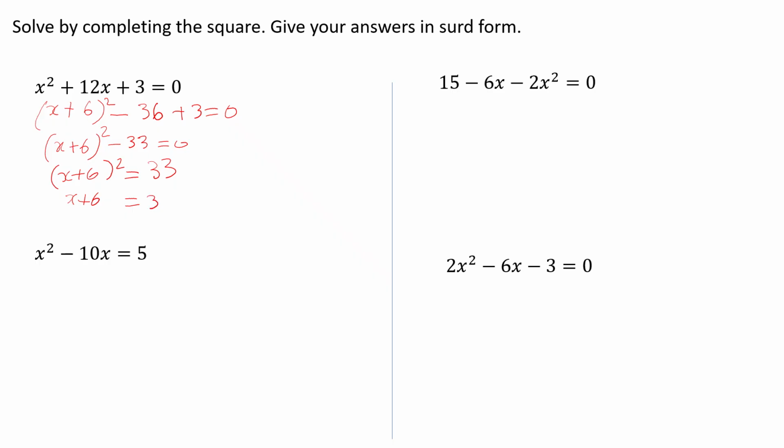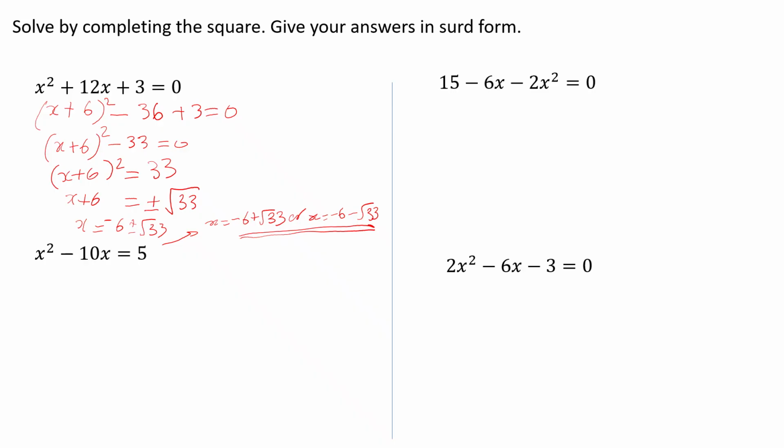So if I take the square root of the left hand side, x plus 6, and on the right hand side, if I take the square root, I need to put plus or minus root 33. So x equals negative 6 plus or minus root 33. So we have two answers. x equals negative 6 plus root 33, or x equals negative 6 minus root 33. So this is the answer. We have two answers.